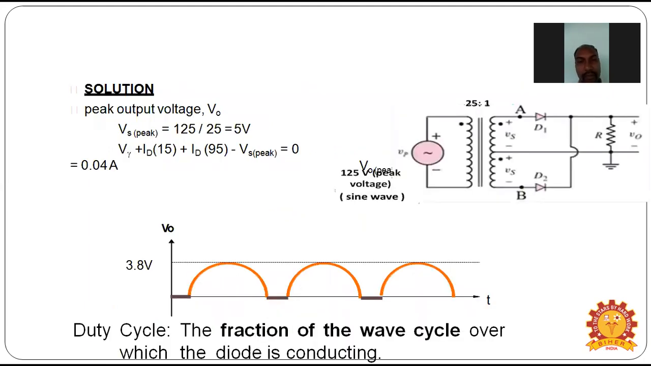Next, from that we can get the solution, the peak output voltage V0, 125 divided by 25 is equal to 5 volts. So at most we are using this rectifier, and in the circuit we are using only 5 volts. The duty cycle is based on the fraction of the wave cycle over which the diode is conducting.